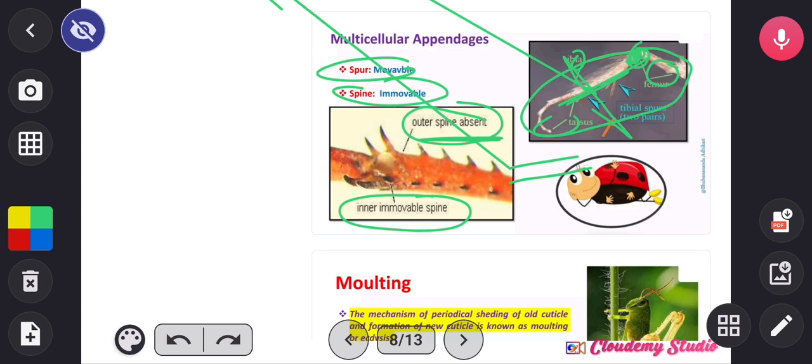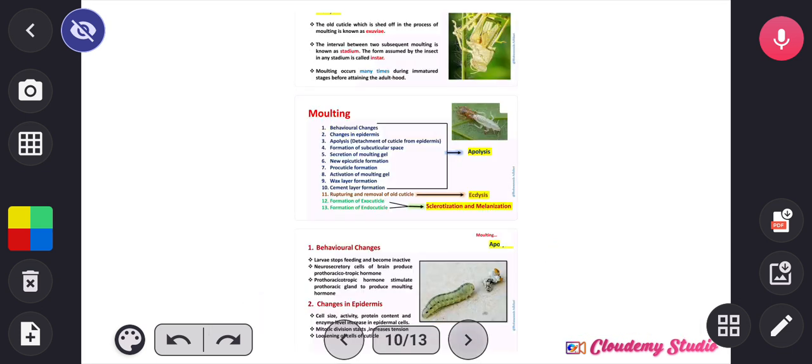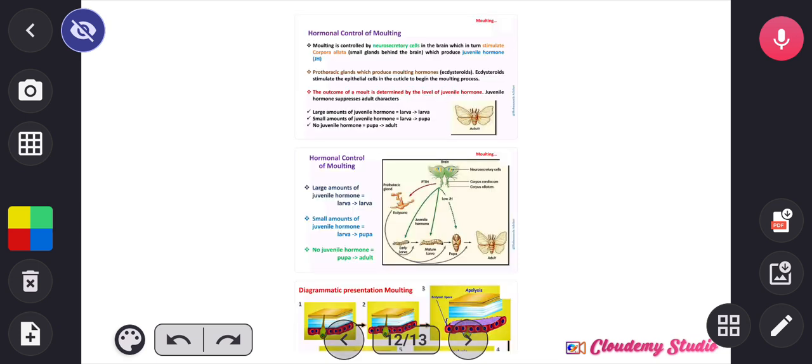Now the next thing we want to talk about is molting. Molting, the mechanism of periodical shedding of the old cuticle and the formation of a new cuticle, is referred to as molting. That is what we refer to as molting. And this molting, we will go deep into it in a video to come.